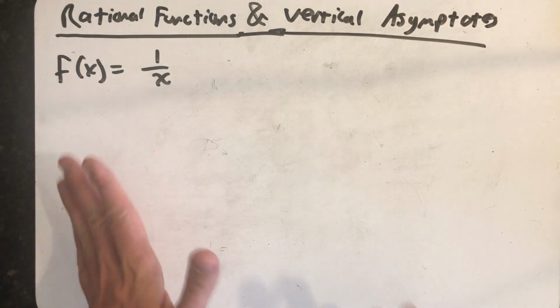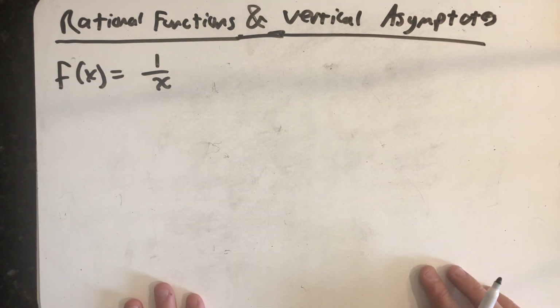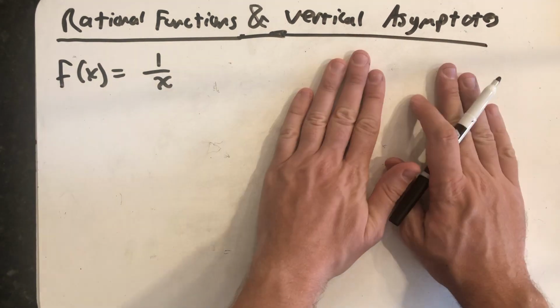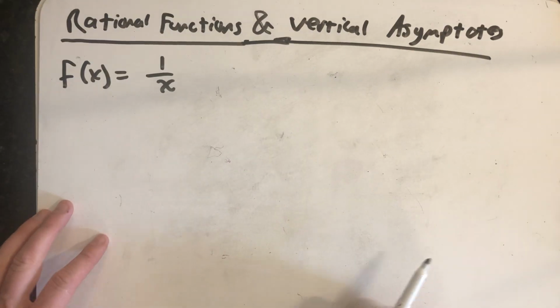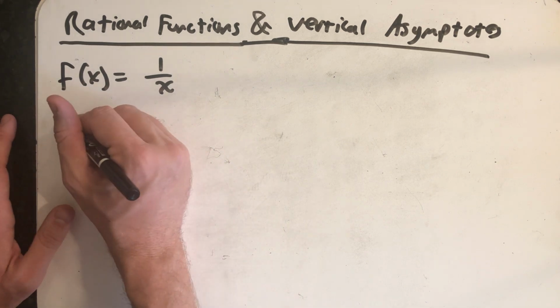Okay, well, let's just examine the function f of x equals 1 over x, and that's going to lead us to what a vertical asymptote is. So I just want to imagine that someone asked me to graph this function.